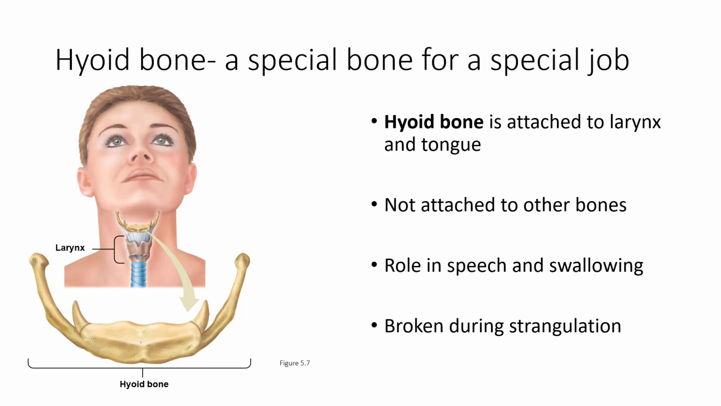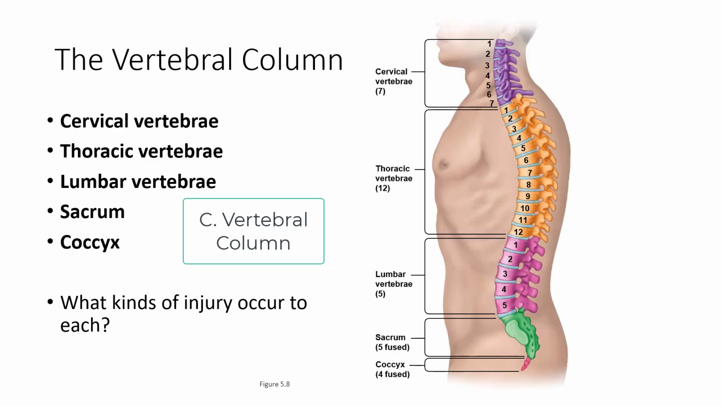It is also important for forensics, as it can be broken during strangulation. It's a delicate bone, and it can be broken, but it also can occur in different segments depending on how well they fuse together. Knowing this is essential if you're going into forensics and looking at possible cases of strangulation. The vertebral column.